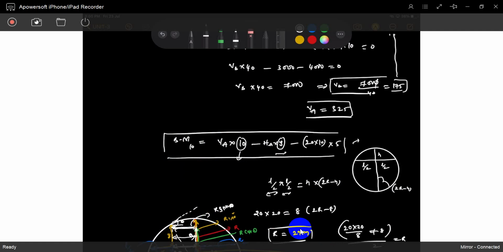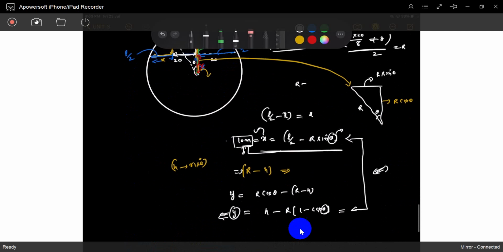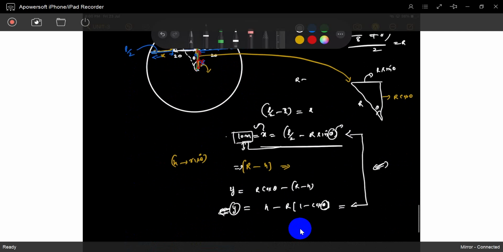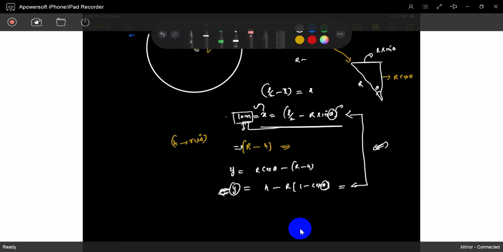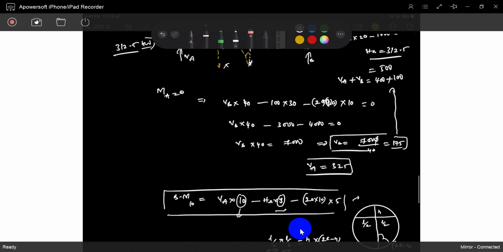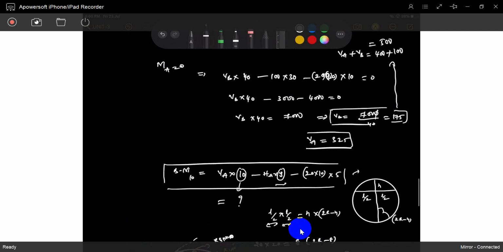The section lies at 20. Section is making 20 degrees with respect to the crown, or 70 degrees with respect to the support A. Both are equal. Okay, so like this you will get x and y. So this is also an assignment. Find out the y value and find out the bending moment. I want the bending moment answer.